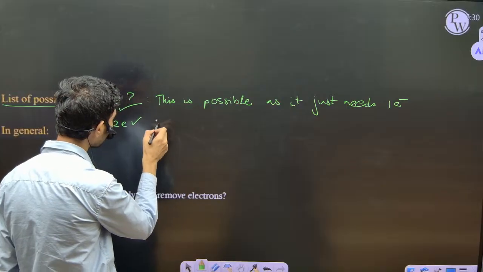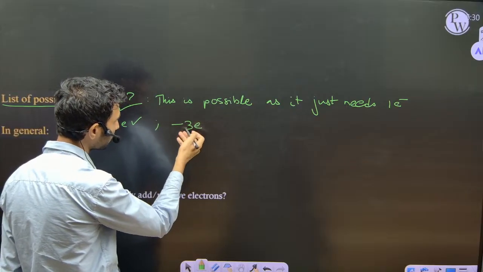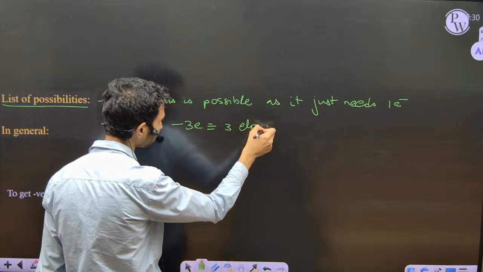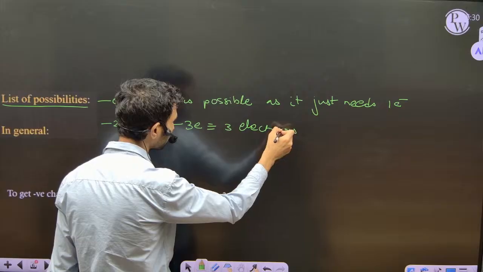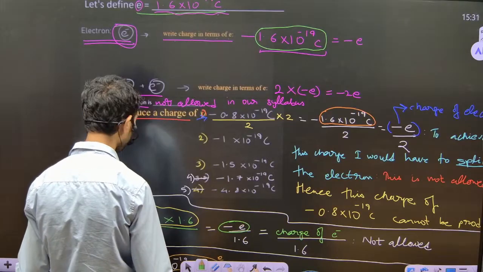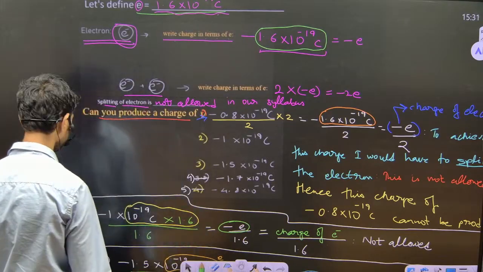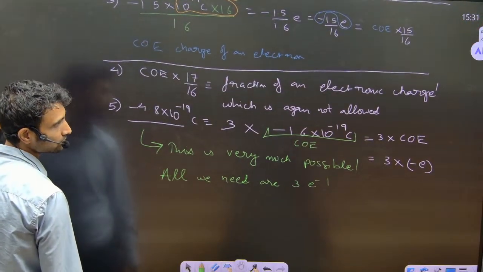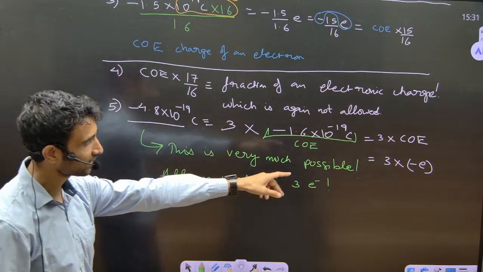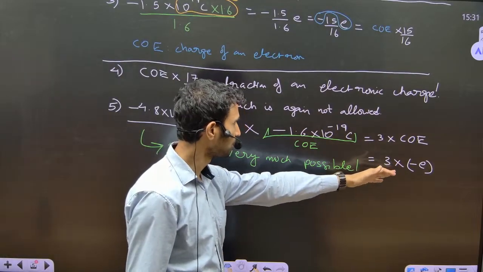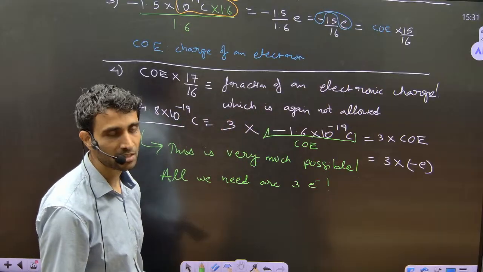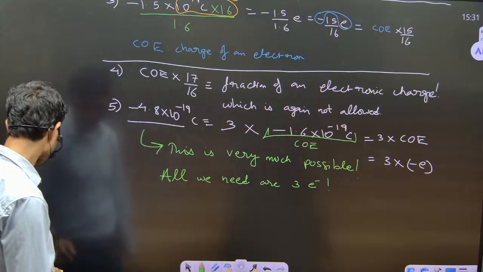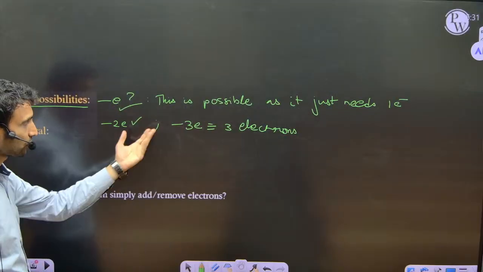We saw it. What about minus 3e, kids? Is this possible? Yes, because this is again what? There's 3 electrons. And where did we see it? Just in the last page we saw it, didn't we? That is where we saw it. You see, 3 times minus 3. So minus 3e is also very much possible, right?